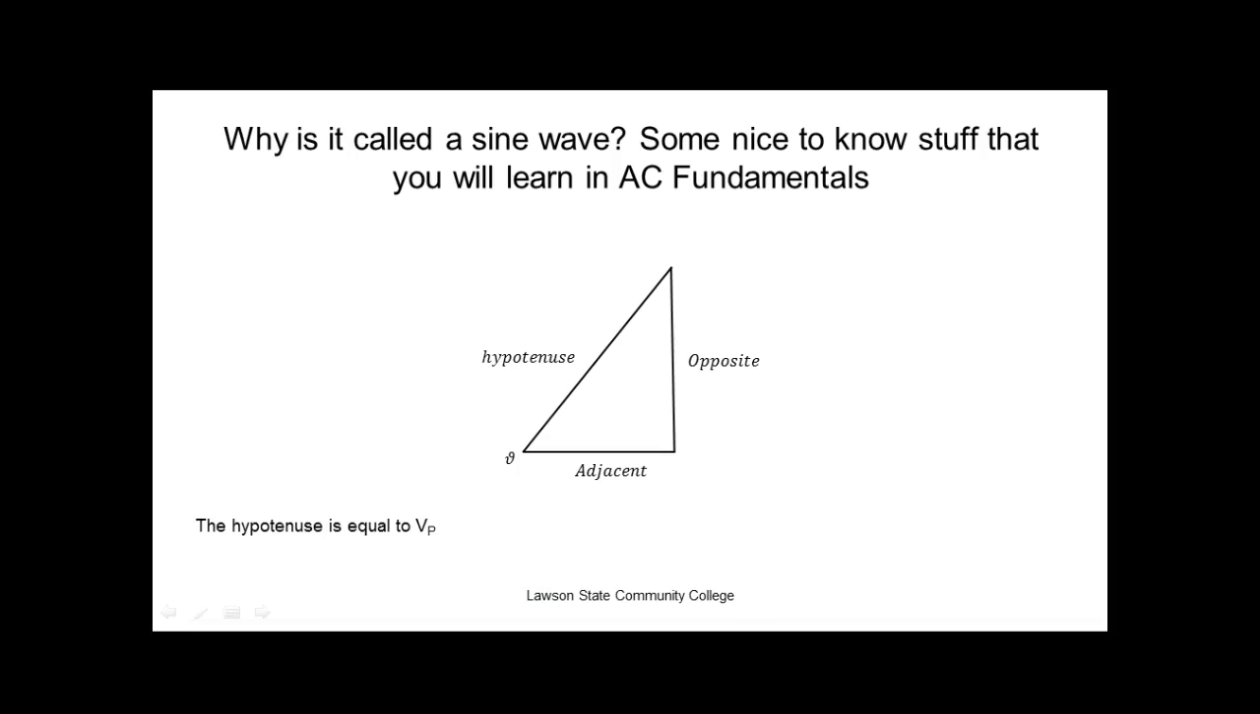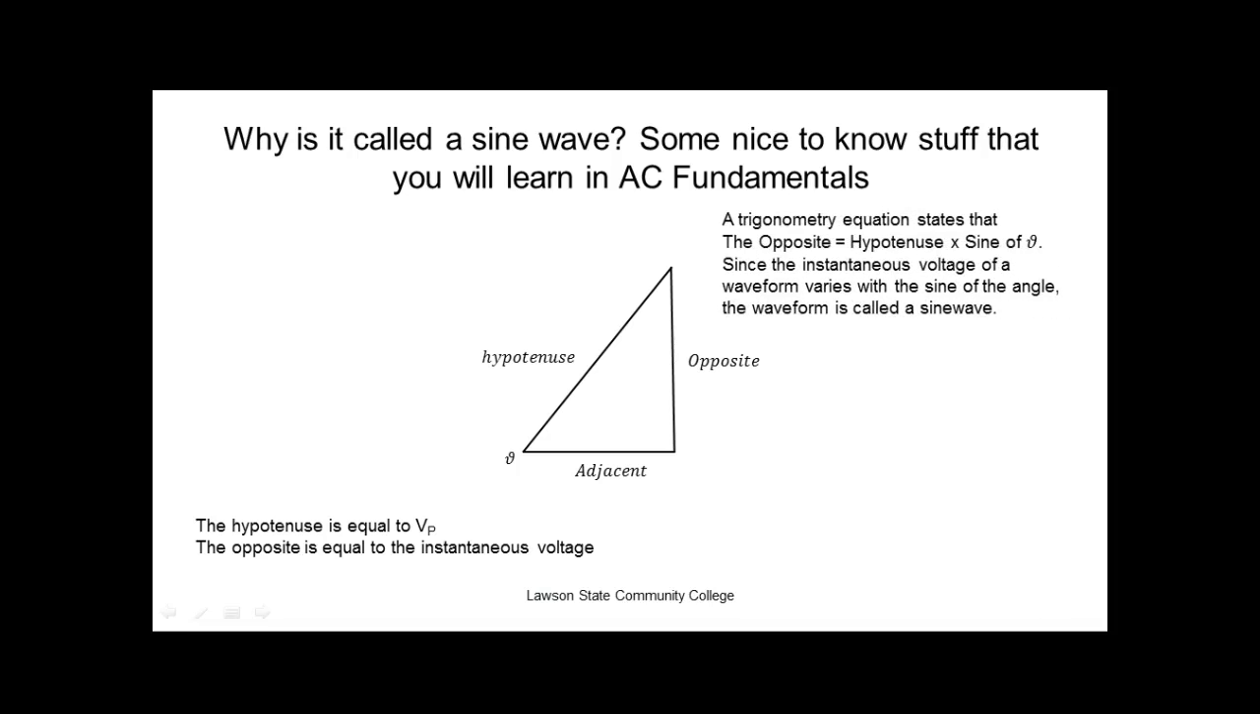So if I say 10 volts V peak, then that would be the peak voltage, right? The opposite side is going to be the instantaneous voltage. So in trig, the trigonometric equation is the opposite is equal to the hypotenuse times the sine of the angle theta. Since the instantaneous voltage waveform varies with the sine of the angle, we call these guys what? Sine waves.